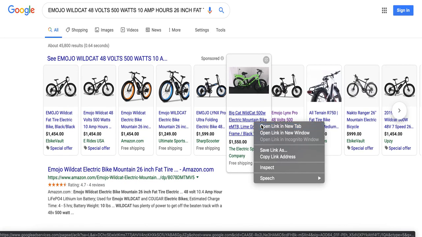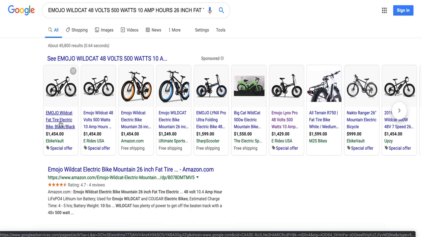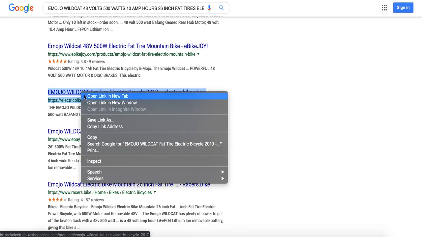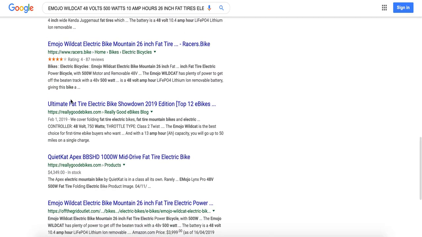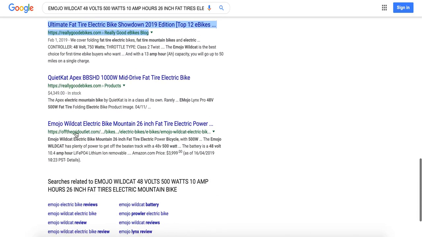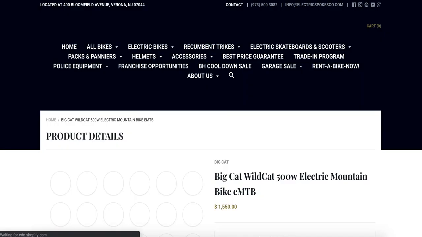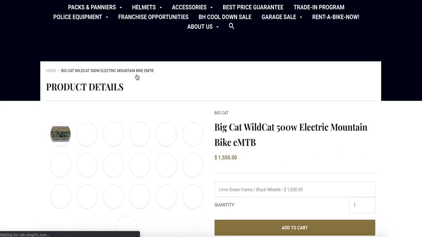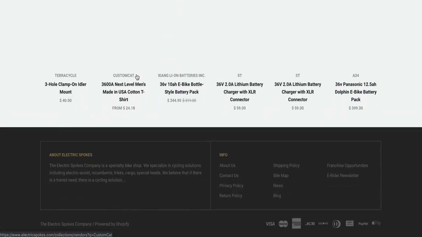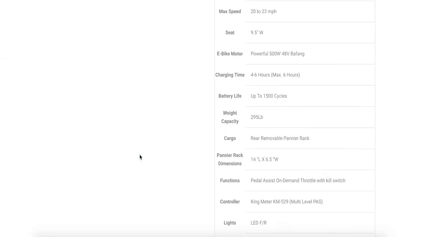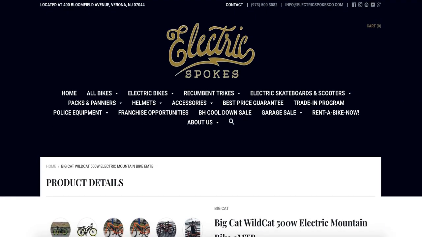Electric Spokes Company. Okay, and that might be a niche store right there. This probably is a niche store right here. This might be one right here as well. Let's check. Electricspokes.com. Specialty bike shop. They actually are a bike shop, so I will not look at this site.